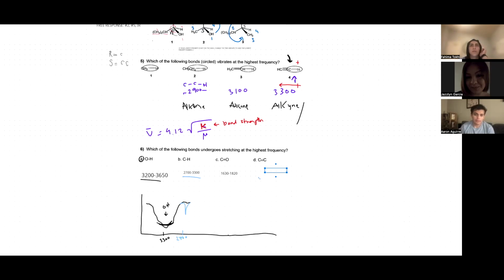There you go. It's that far back? Yeah. I think the order was double bonds somewhere in the middle, and then triple bonds. I forget. This one would be the triple bond one. So looking at which undergoes stretching at the highest frequency, I would pick A because of OH.